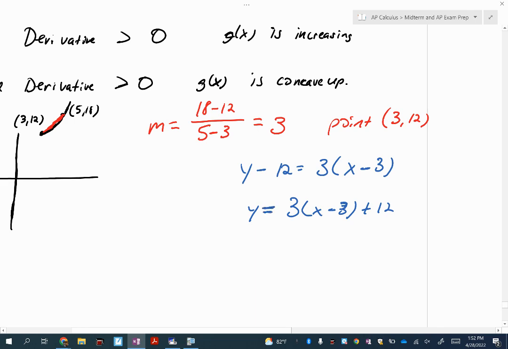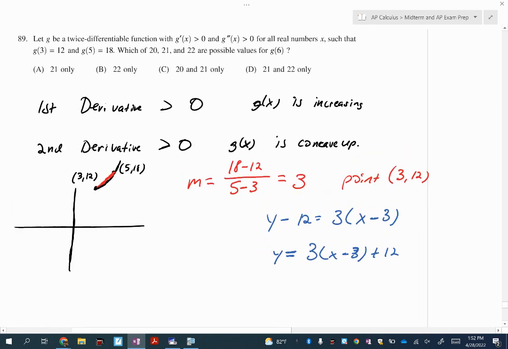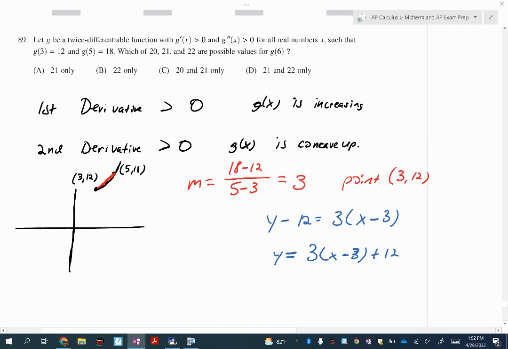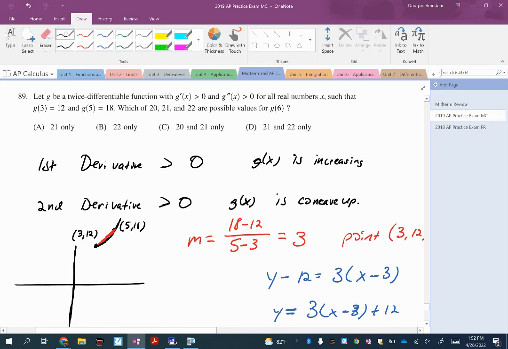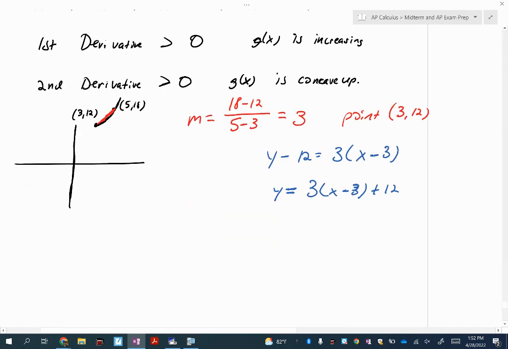Okay, so now they're telling me what am I going to plug in for my value for x? They're saying which of 20, 21, and 22 are possible values for g of, I'm reading the question, g of 6. So I'm going to plug in 6 where it says x. So good. So what's that? 3 times 3 is 9. Plus 12. What's 9 plus 12?